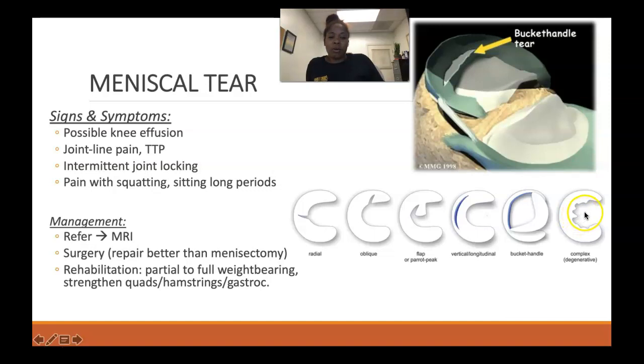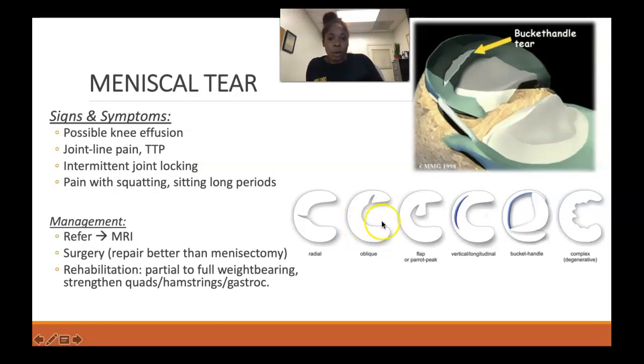And the worst kind of tear, quite honestly, is this degenerative kind of complex tearing, where the tear is occurring all the way through the most medial portion of that meniscus, right? All of these tears exist. You won't be able to diagnose them. The only way to diagnose them is truly through MRI or imaging.